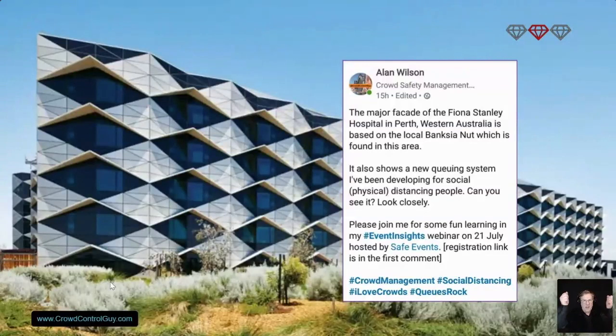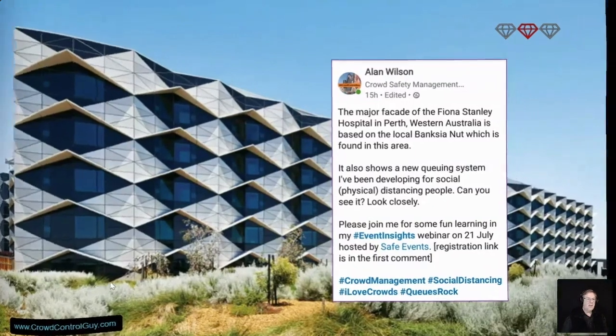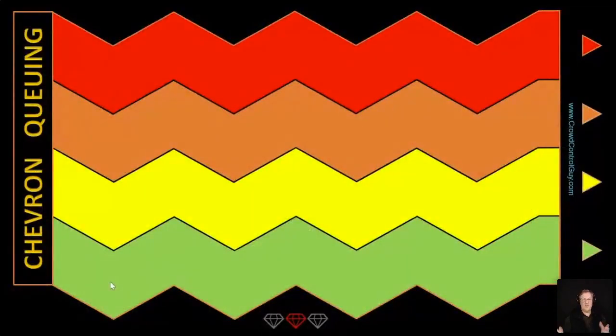Two diamonds put together makes a chevron. It's the bottom two-thirds of a hexagon. I'm going to flip it on its side and match Fiona Stanley Hospital, the world premiere of my chevron queuing system. Four chevrons per queue in lane, all physically distanced, 25% more in this area using this method.